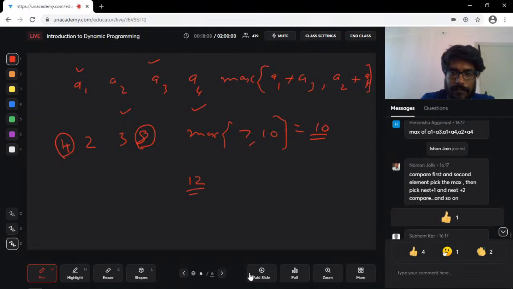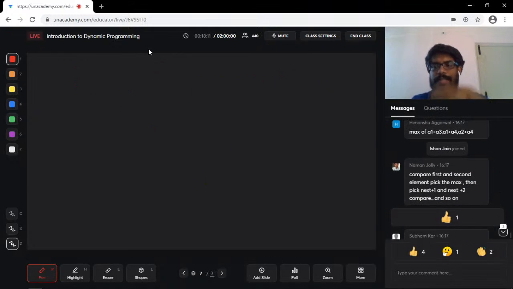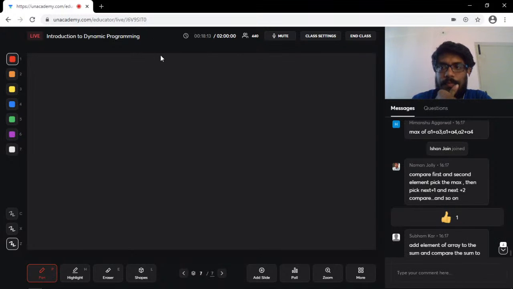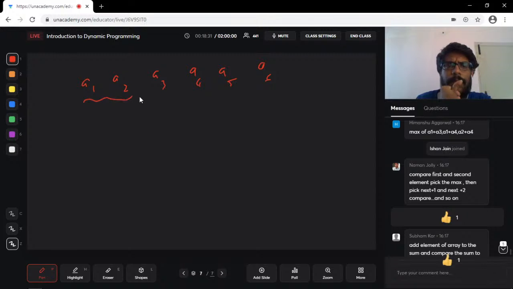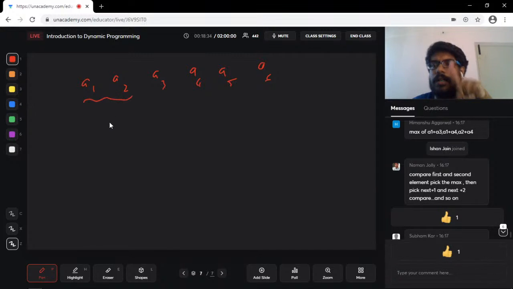So he's basically saying compare the first and second element and pick the maximum. Then compare the next 2 elements, pick the maximum, and so on. Does this make sense? If I have A1, A2, A3, A4, A5, A6, amongst A1 and A2 we can pick at most one. Because I want to maximize my sum, I should pick the maximum of these 2. Maybe A1 is the maximum.